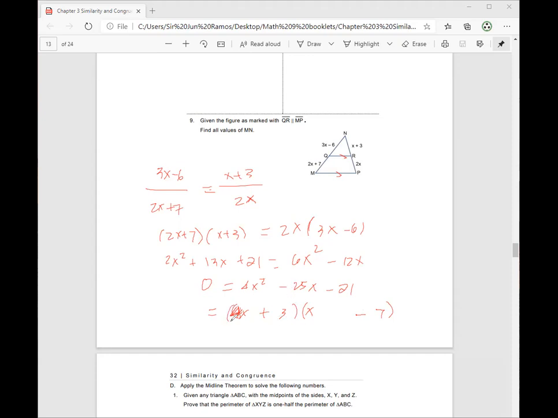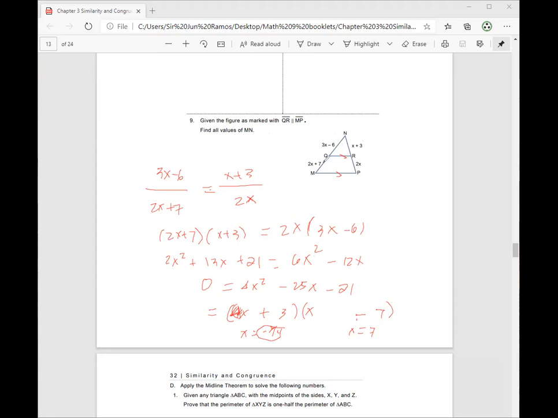So there are two factors now here. This one will give me x equals negative 3 over 4, whereas this one gives me x equals 7. Now, x equals 7. I cannot use negative 3 over 4, because this becomes negative, so it cannot be a side. Okay, so we can only have the 7. So we find all values of MN.